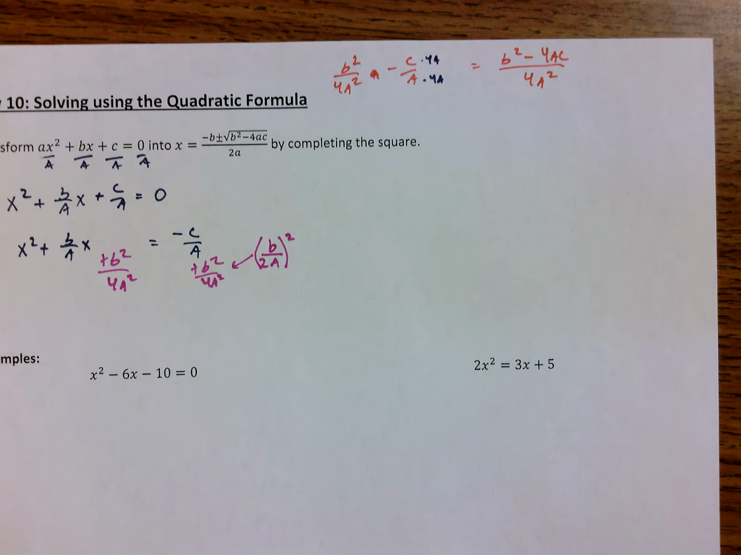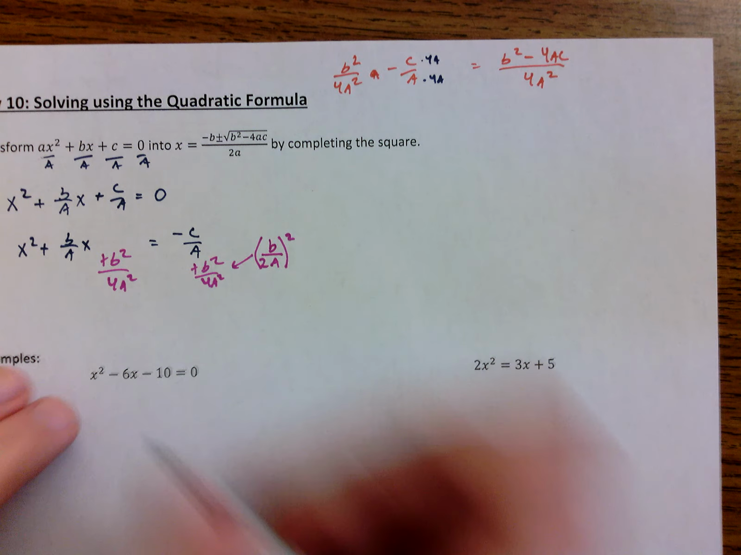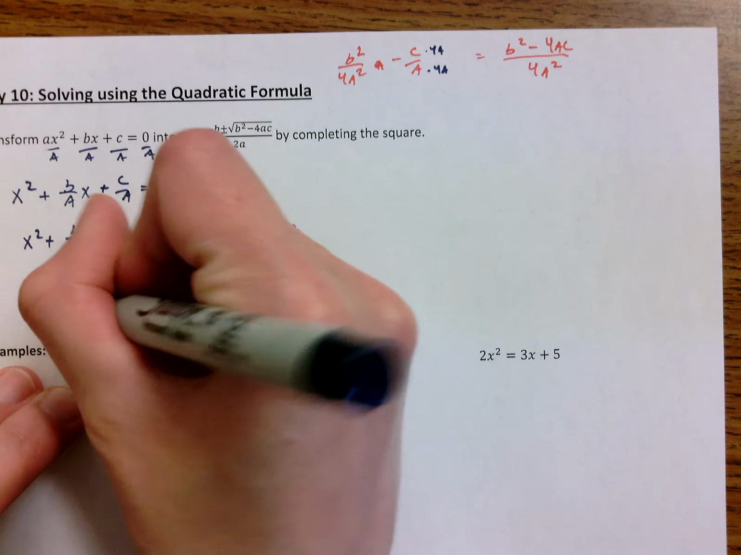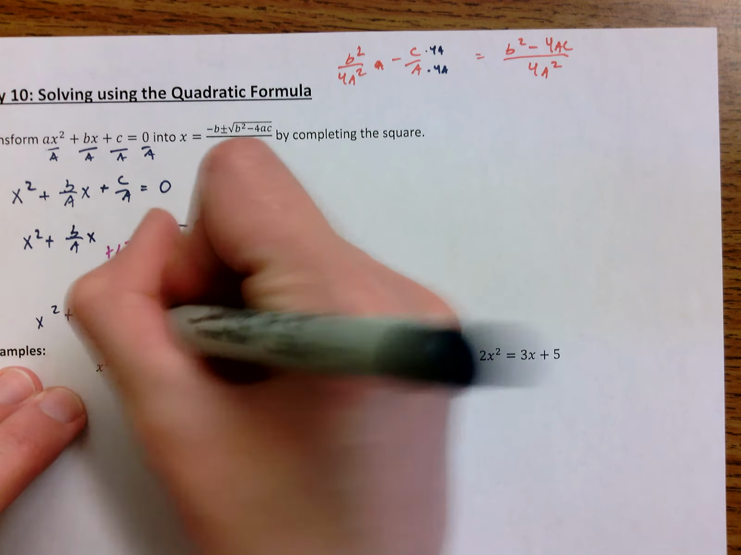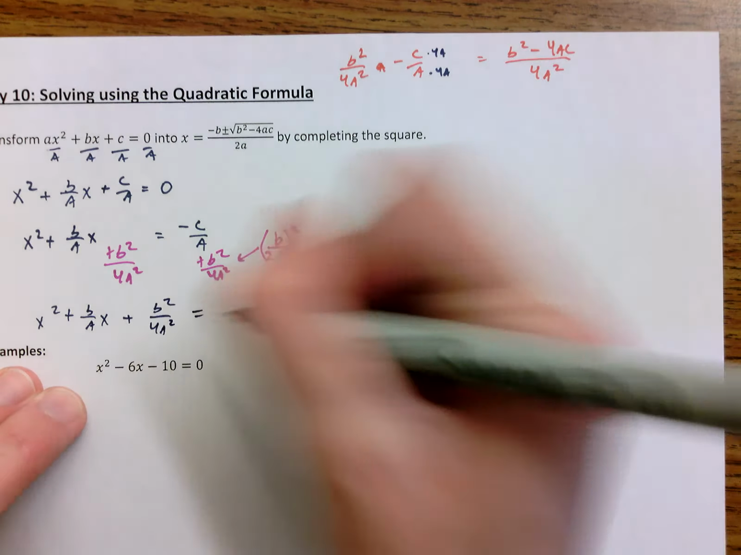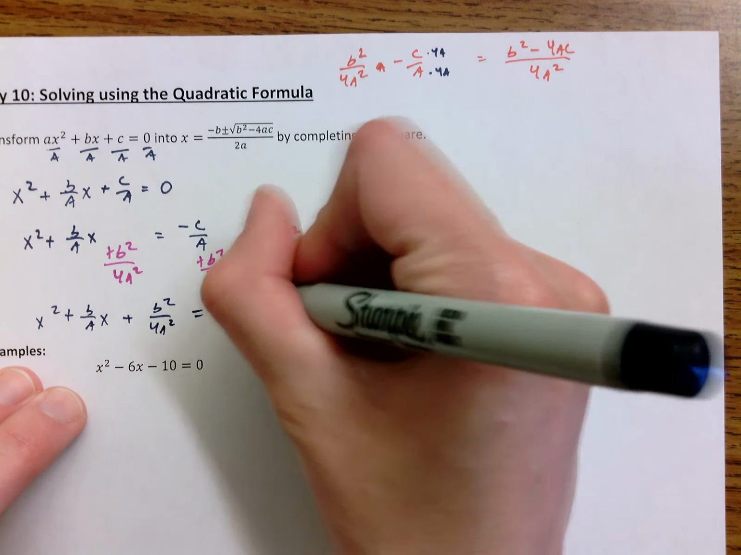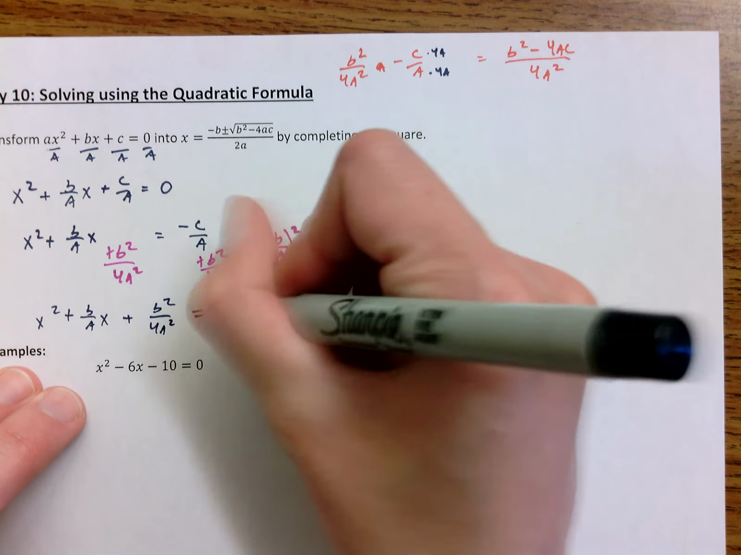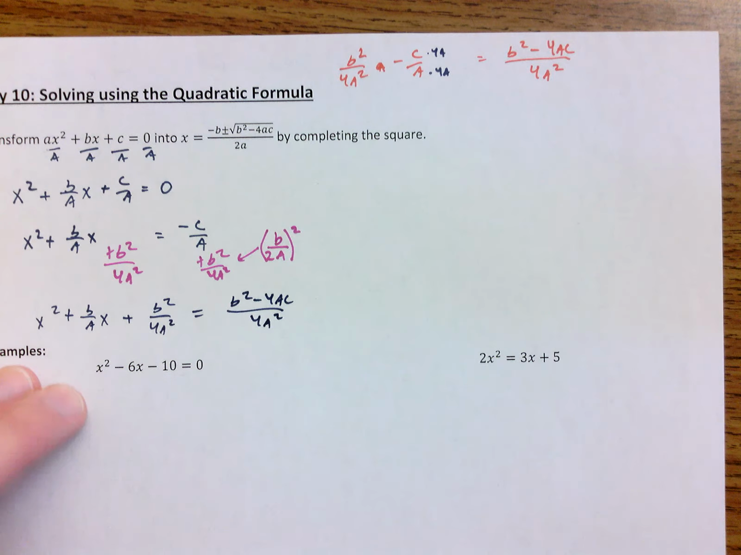Okay, so that's how I'm going to write this. So I'm going to write this as x squared plus b over a x plus this b squared over 4a squared that we just added. And then we combined that into b squared minus 4ac over 4a squared.